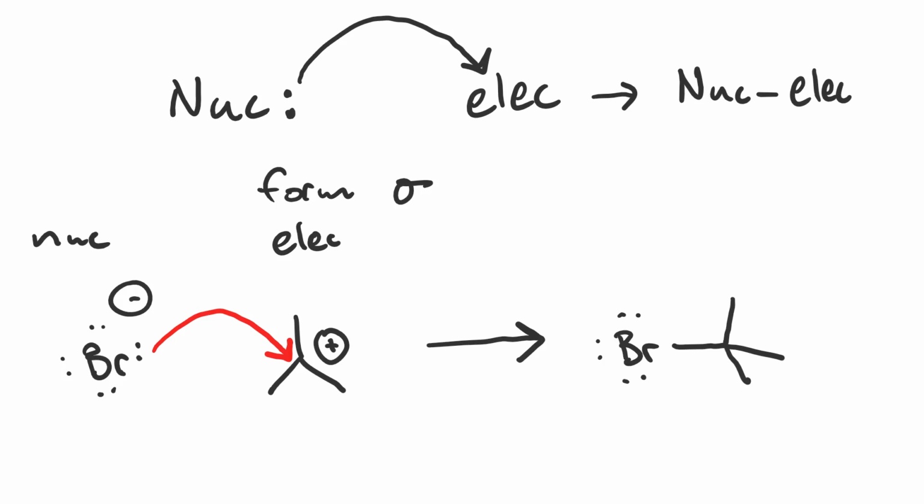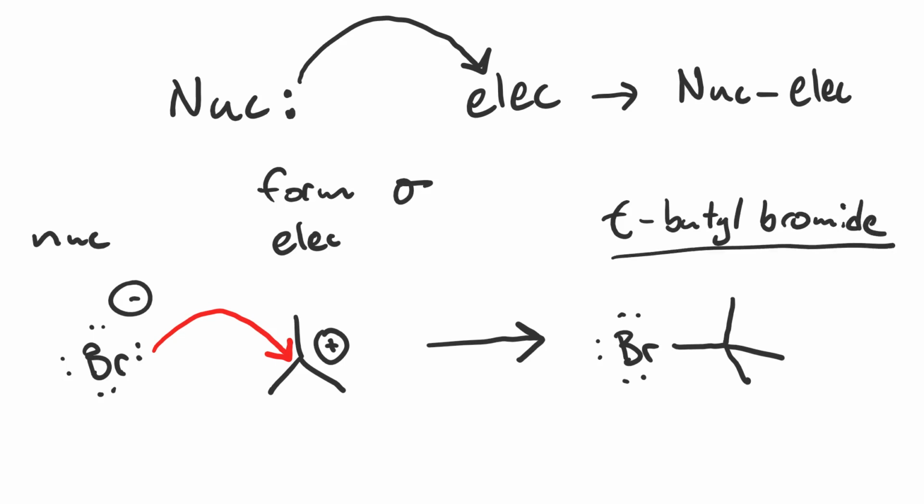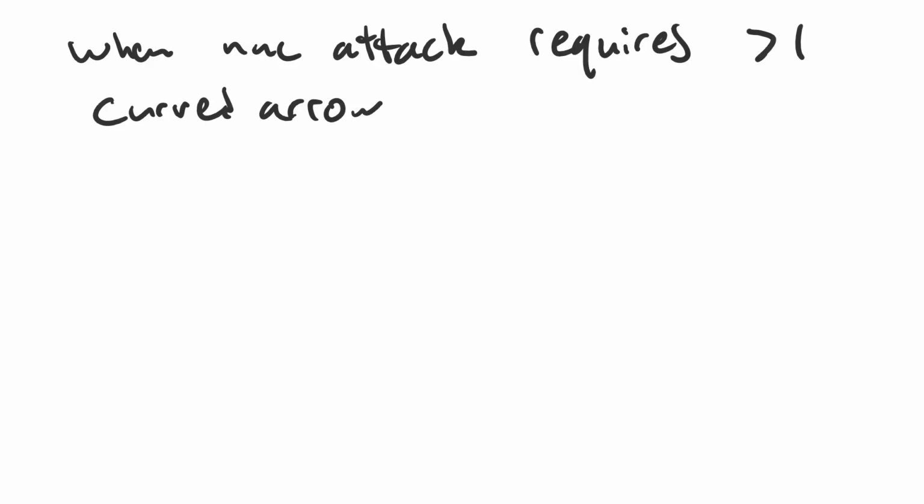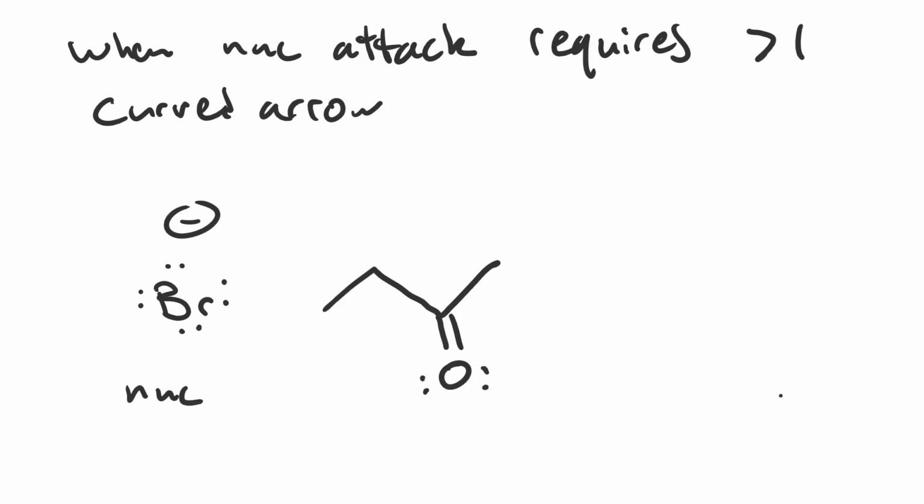The curved arrow starts on the bromide lone pair, ends on the carbocation. This results in the formation of t-butyl bromide, as shown on the right. Now we'll look at a case when nucleophilic attack requires more than one curved arrow. The bromide ion here is the nucleophile, and the 2-butanone is the electrophile.